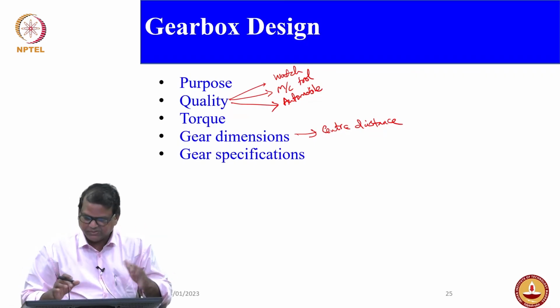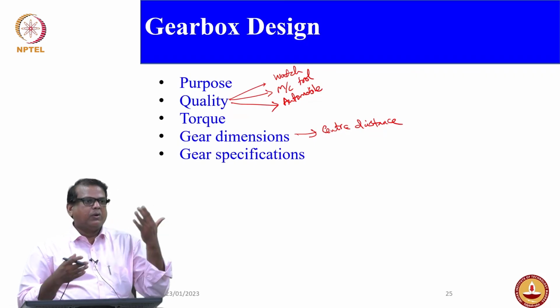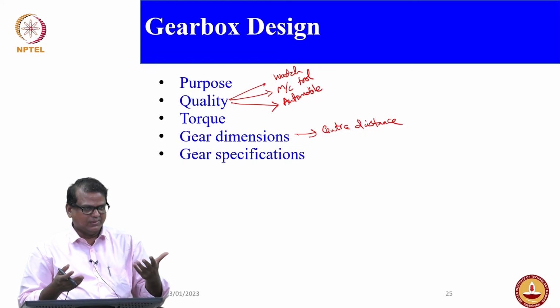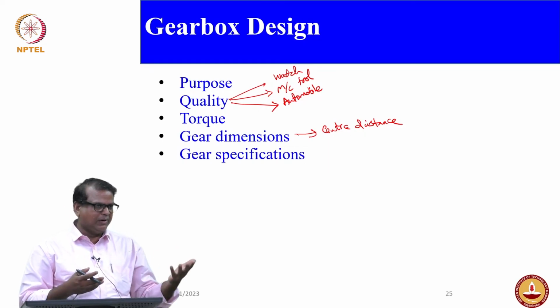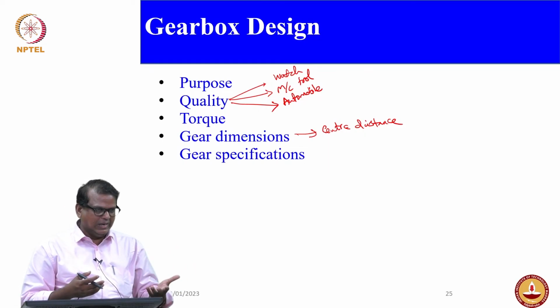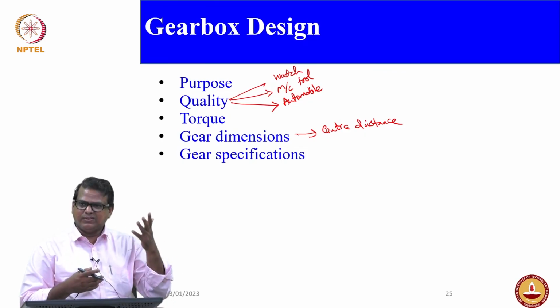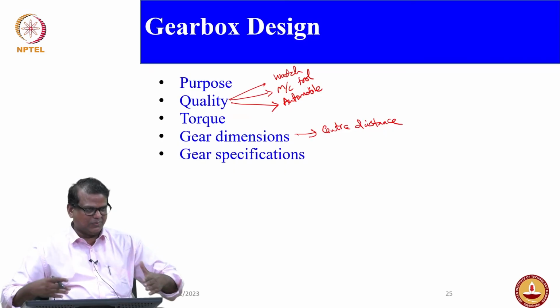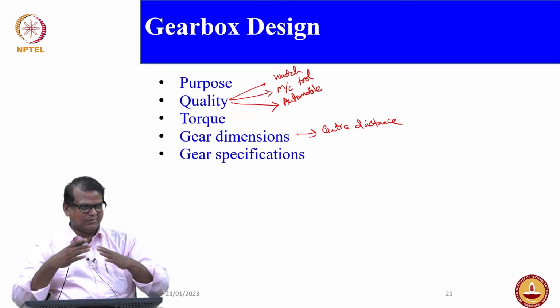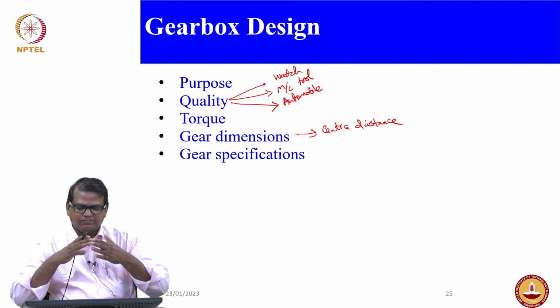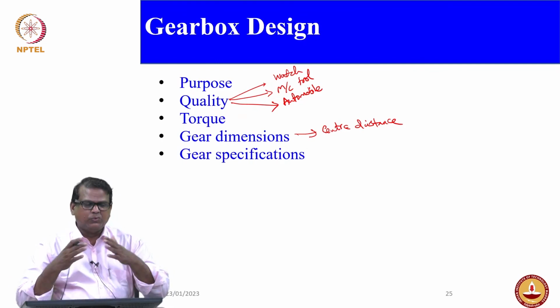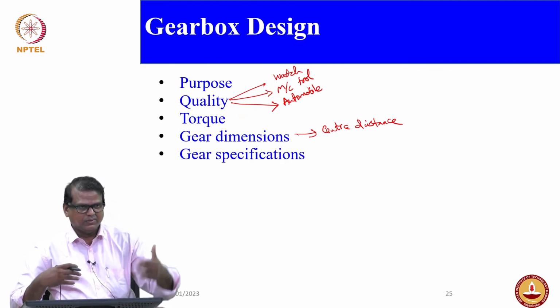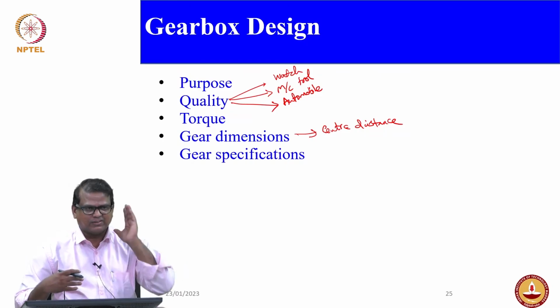Then gear specification. What type of gears are you going to use? Whether you want to use a spur gear or a helical gear. Within helical you have herringbone also, the opposite, double helical. That is also very important. Double helical will remove the axial thrust so that the transmission is very smooth and comfortable.